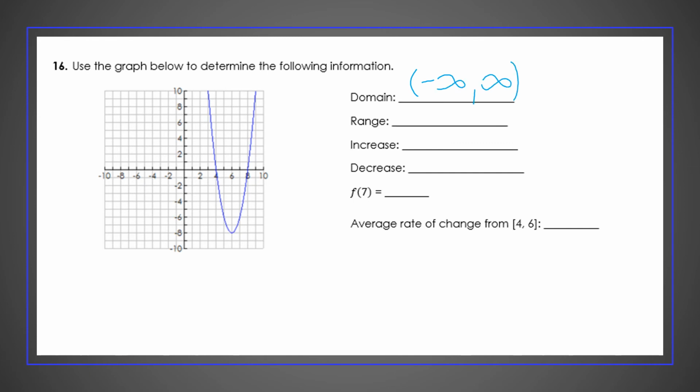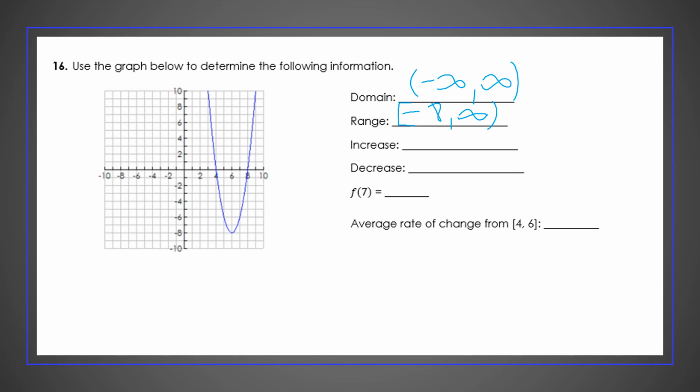Remember, all quadratics that open up and down have a domain of -infinity to infinity unless you're talking about a word problem. The range is the y. Does it go down forever? It does not. The lowest is -8. So we're going to start at -8 with a bracket because it can equal -8, but it does go up forever, so that would be to infinity.